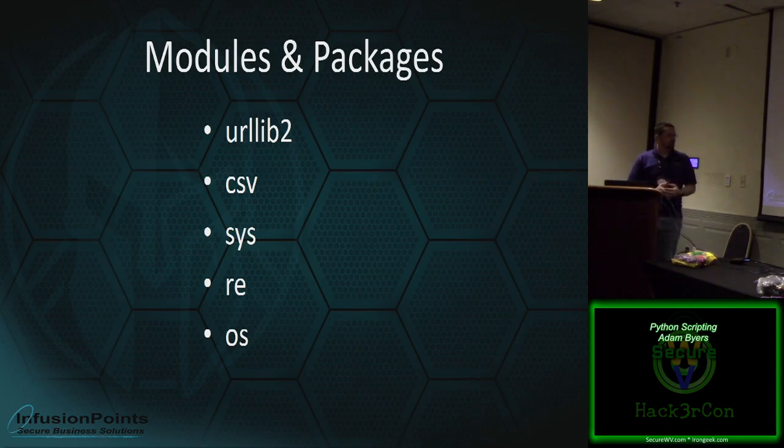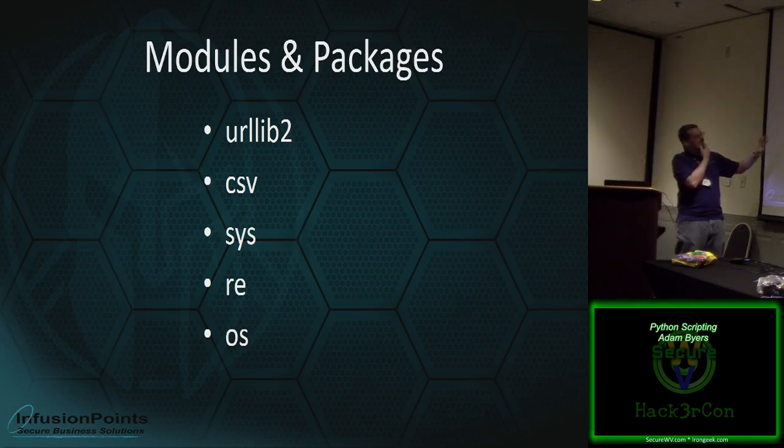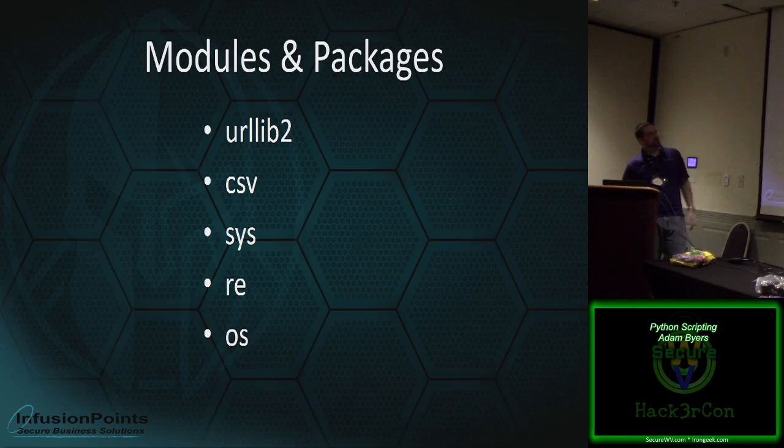sys, for interacting with the command line, and re for doing regular expressions. os, for working with the operating system: with os.system you can execute a command line statement, or os.popen, or subprocess. So these are really good ones. I use all of these on a regular basis except for urllib2. I've switched over to one called requests because it's easier.